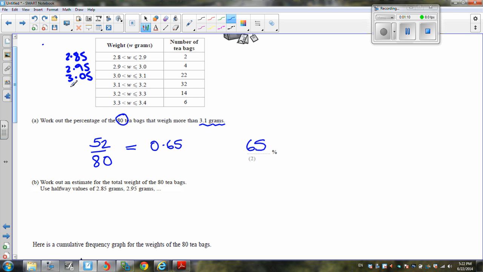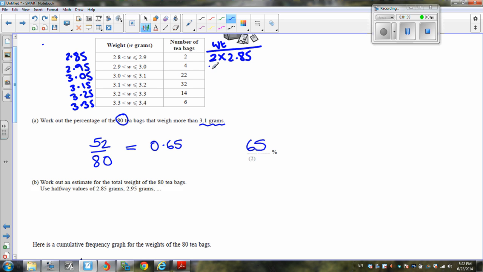3.05, 3.15 for this group, 3.25, and 3.35. Those are the midpoints for each group. Now, the total weight of the 80 tea bags, we need to take the frequency into account. So we have got 2 tea bags that weigh between 2.8 and 2.9 grams. Well, we're going to call that 2.85. So their total weight is going to be 2 times 2.85.